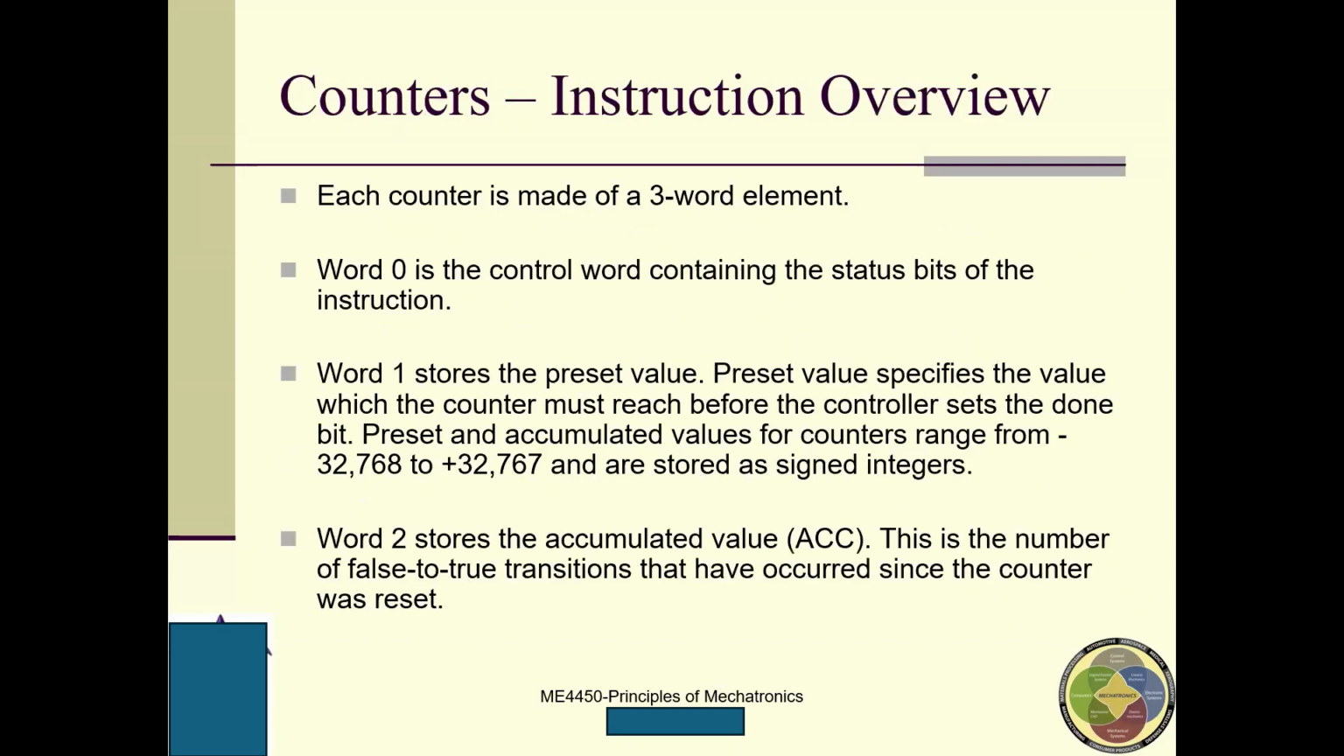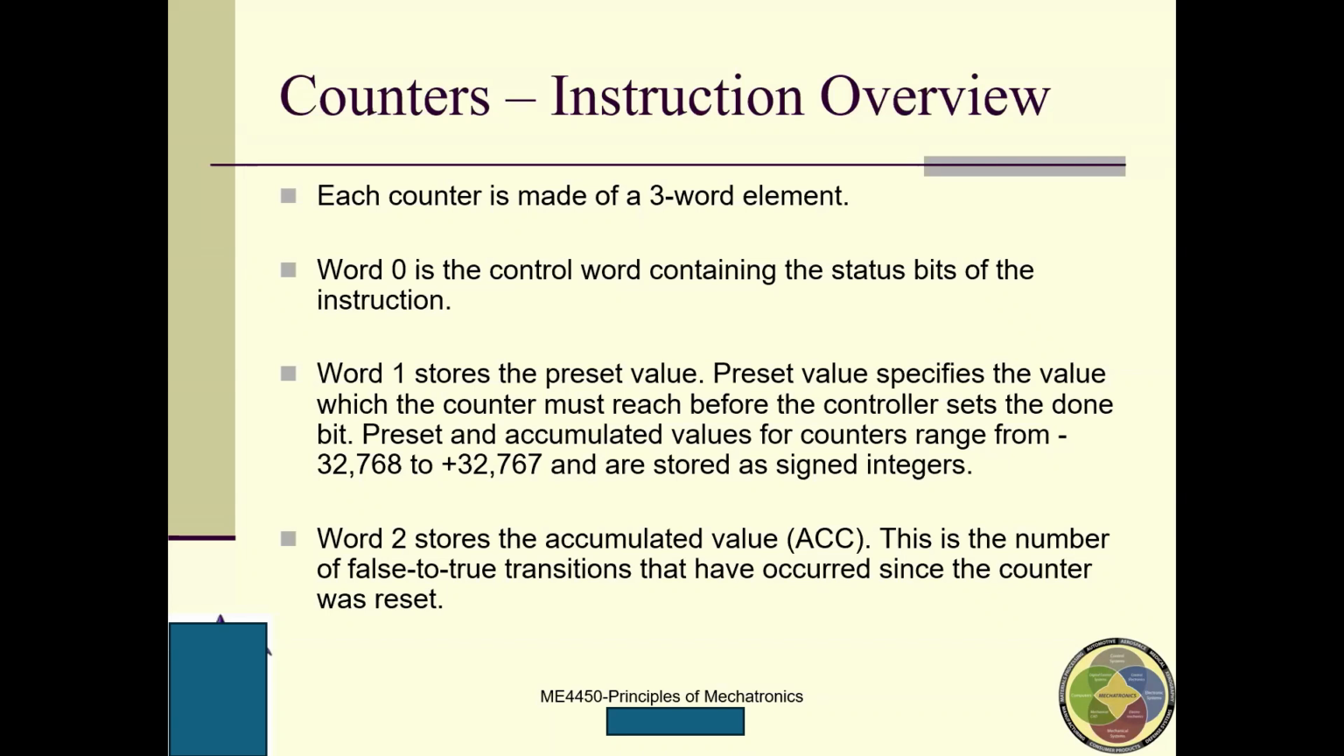This counter is the same as the timer in terms of instruction, okay? So it's also made of 3 word elements. And the timer also has 3 word elements: word 0, word 1, and word 2. Word 0 is a control word containing the status bits of the instruction. This is the same as the timer. Word 1 stores the preset value. It's the same also as the timer. For the timer, we have a preset value. And for the counter, we also have a preset value.